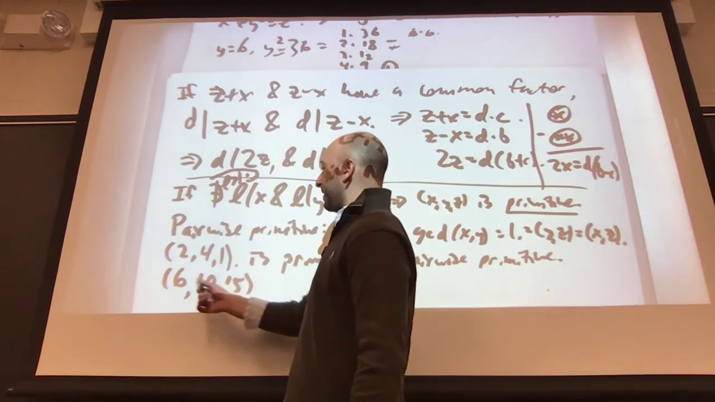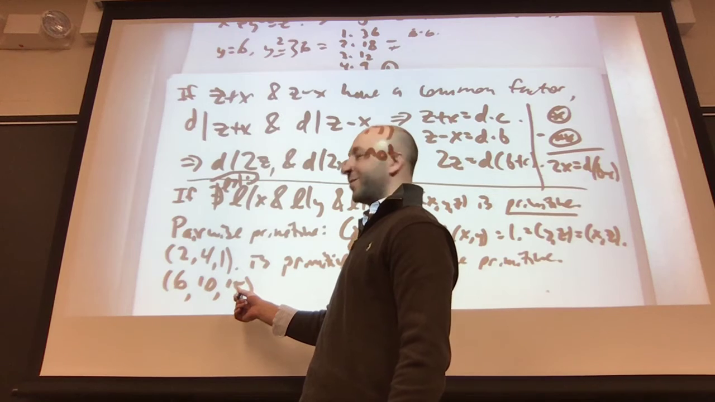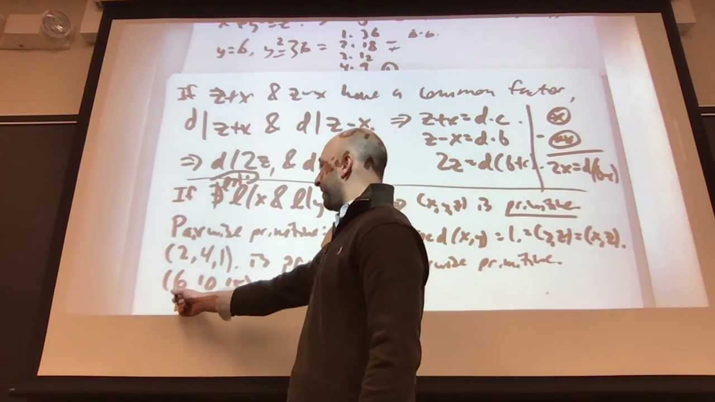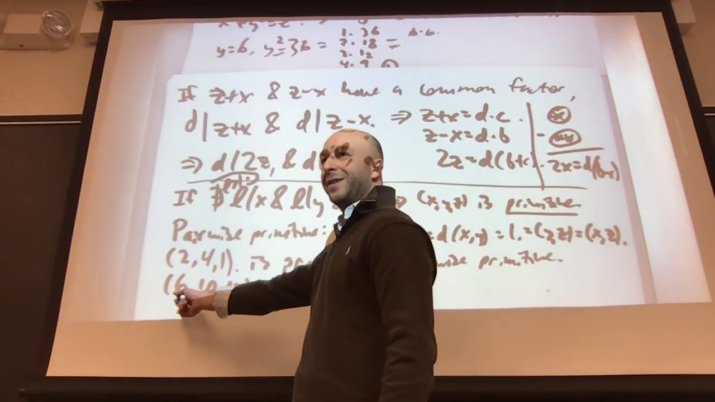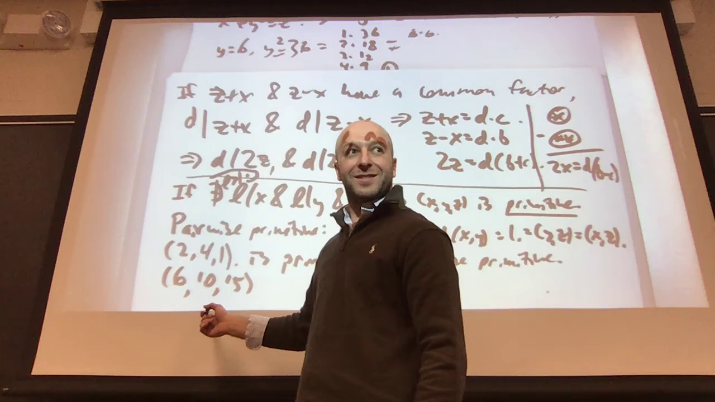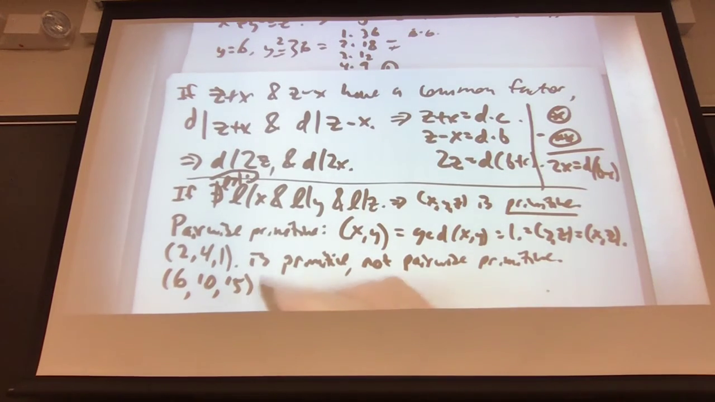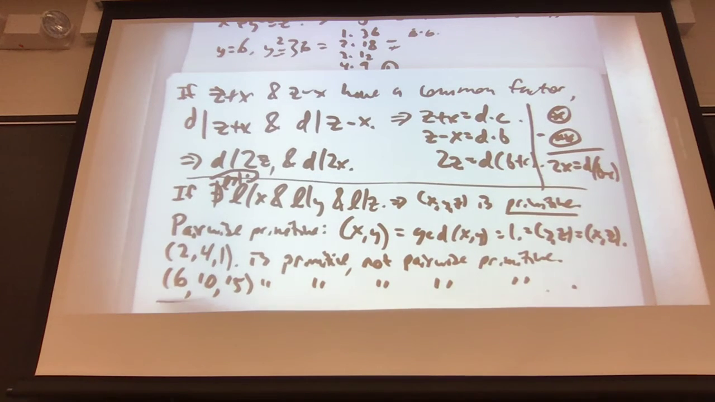What divides 6, 10, and 15? Well, 2 divides two of these, but not the third. 3 divides two of these, but not the third. 5 divides two of these, but not that one. And nothing else. Okay? So this is a primitive triple. It is primitive, but it's not pairwise primitive for any pair.